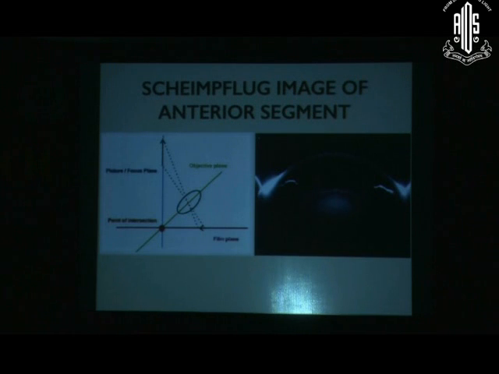So this is a Scheimpflug image of the anterior segment, and this is one section. So we have the cornea anterior, posterior, the crystalline lens, and the anterior iris surface. Even the iridocorneal angles are visualized. We'll just have a look at this video, which actually shows how things are arranged within a tomography machine.